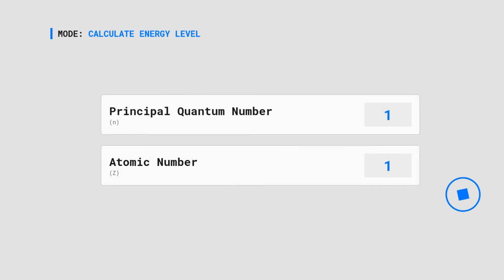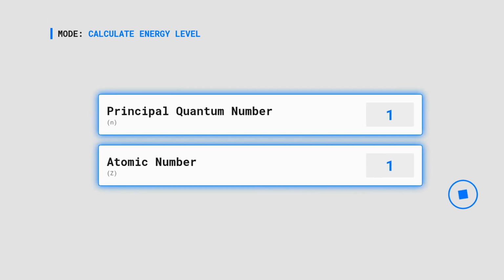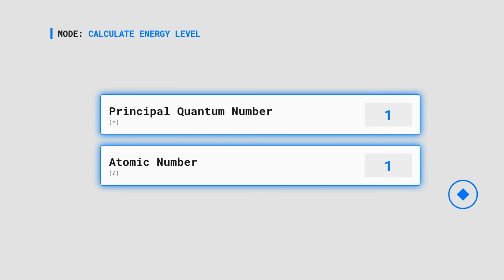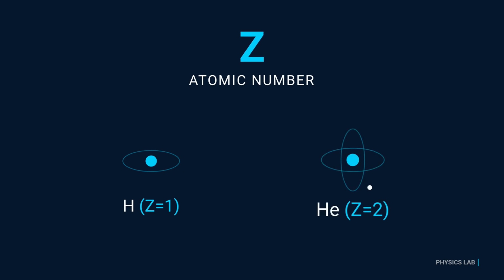The input fields vary by mode. In Calculate Energy Level mode, you'll see principal quantum number n, accepting values 1, 2, 3, and higher, and atomic number Z for elements like 1 for hydrogen or 2 for helium.